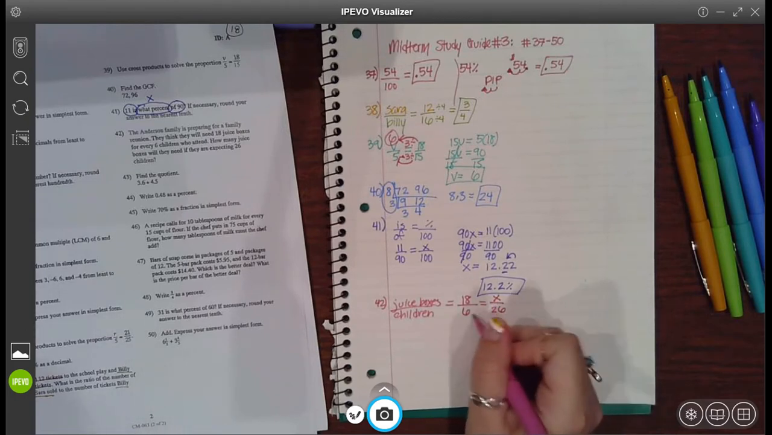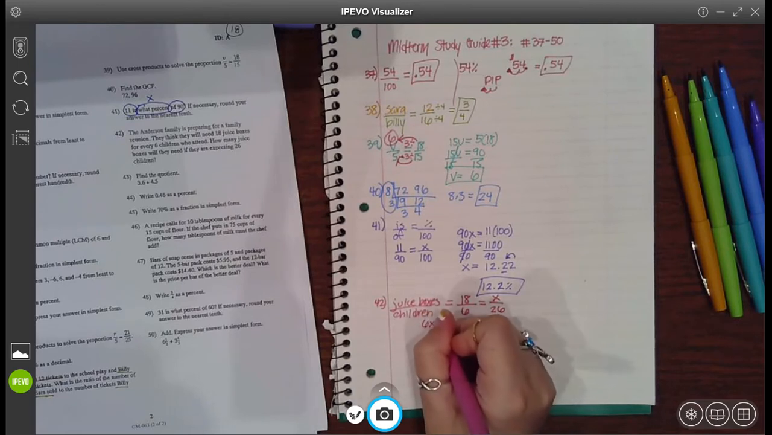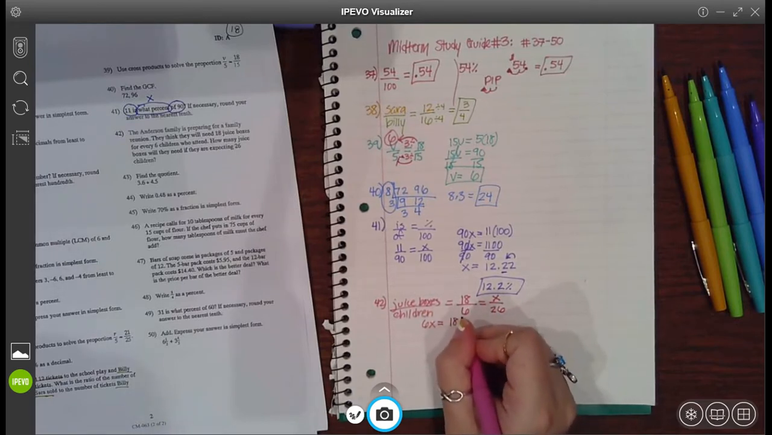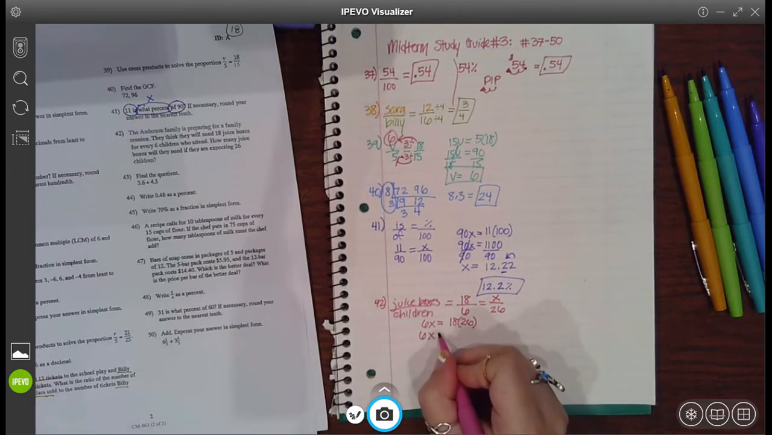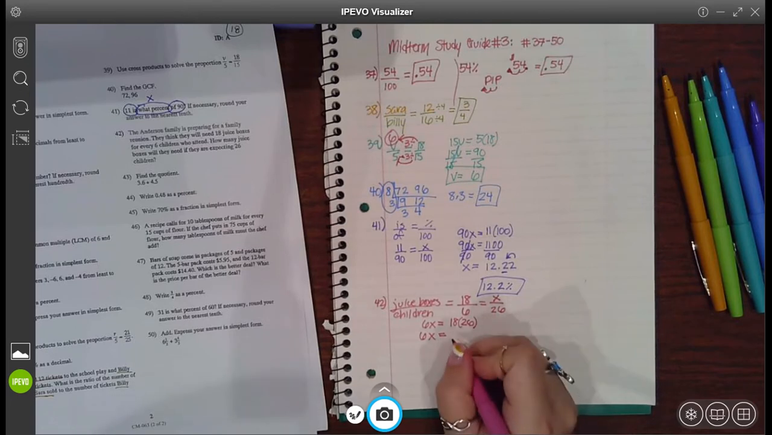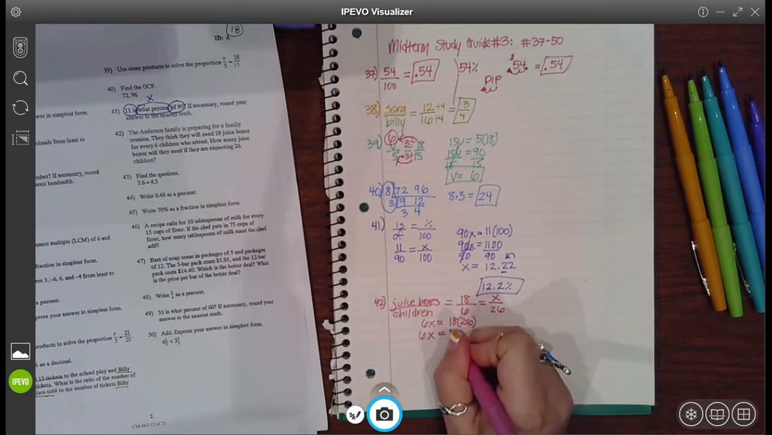6 is diagonally across from x. So we're going to do 6 times x equals 18 is diagonally across from 26. So let's multiply those. Okay, you bring down 6x equals 18 times 26. Go ahead and multiply that out. You can type it into your calculator now to check it, but remember on the midterm, we're probably not going to be allowed to use a calculator. So go ahead and try to multiply that number out and then check it with a calculator.